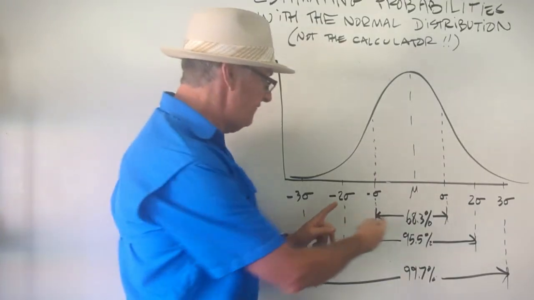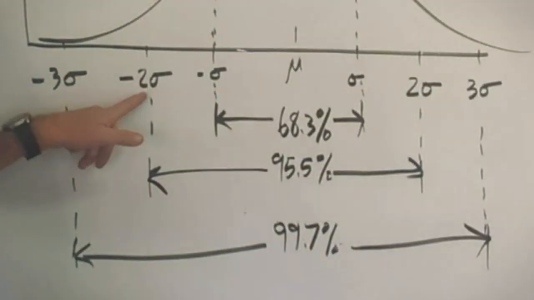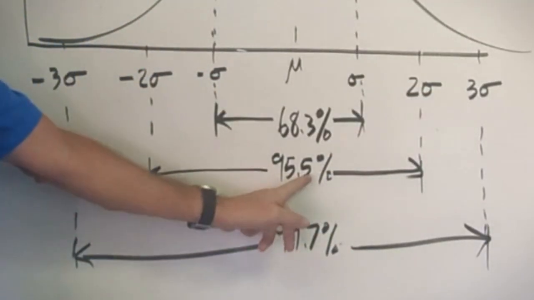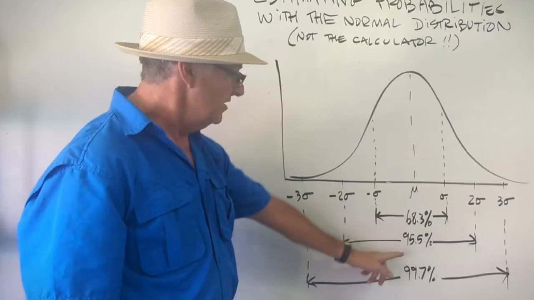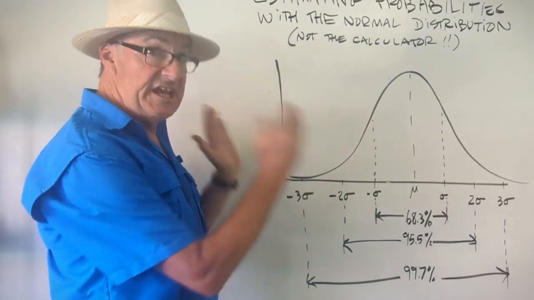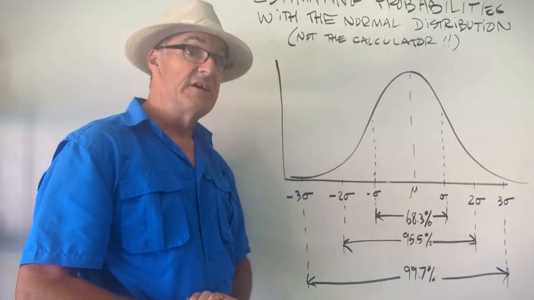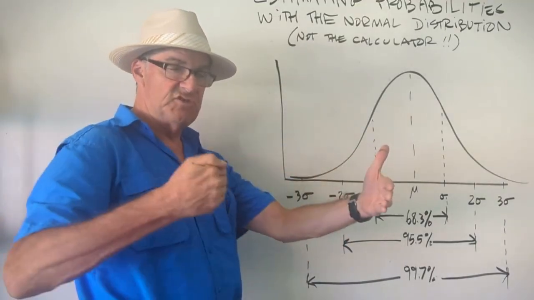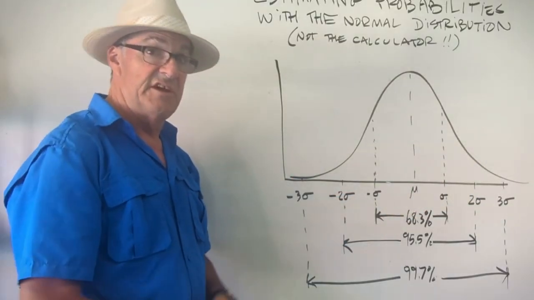Similarly, if you're 2 standard deviations away from the mean, so that would be minus 2 sigmas this way or plus 2 sigmas that way, then that data percentage goes up to 95.5%. So 95.5% of the data in a normal distribution is within 2 standard deviations of the mean. When I say away from the mean, I mean either negative 2 standard deviations or positive 2 standard deviations.